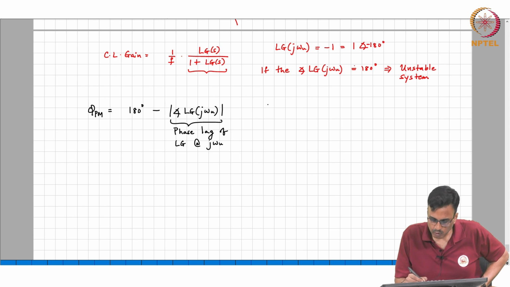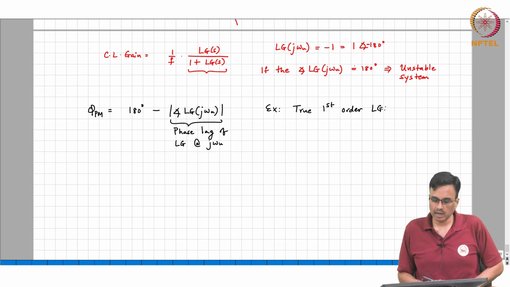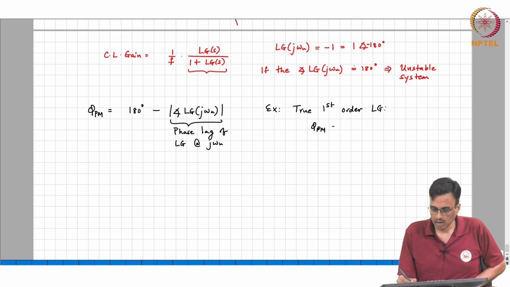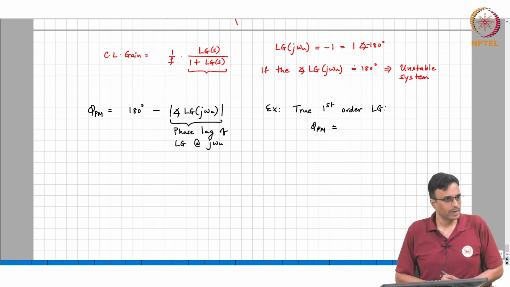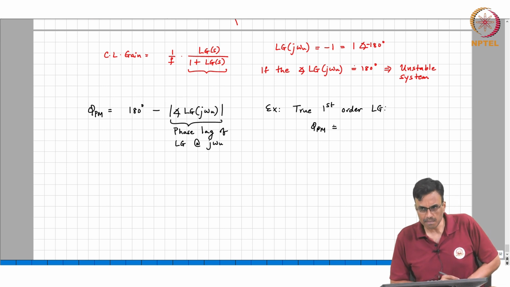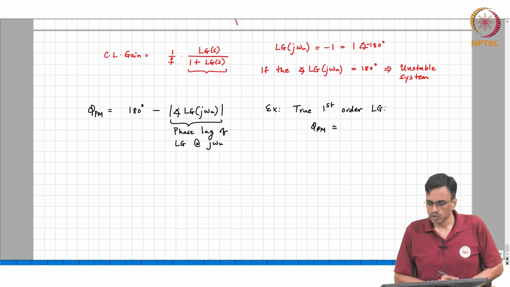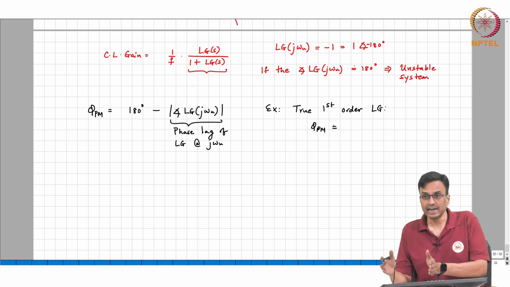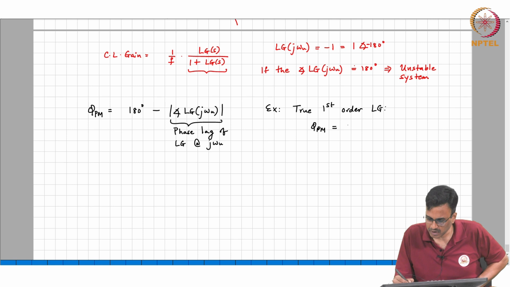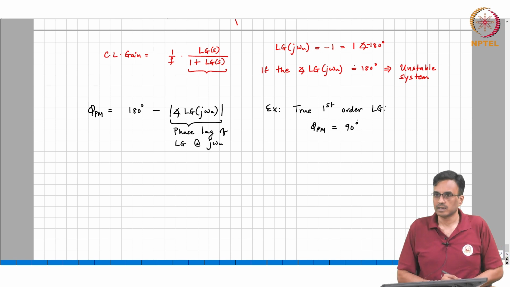Alright. So, let us do some simple examples. So, a true first order system. What is the phase margin? What is the angle of the loop gain function? What is the phase lag of the loop gain function at the unity gain frequency if we had a true first order system? 90 degrees. So, how much margin do we have for the loop to become unstable? We can add 90 more degrees before the loop becomes unstable. So, the phase margin for a first order system is 90 degrees.